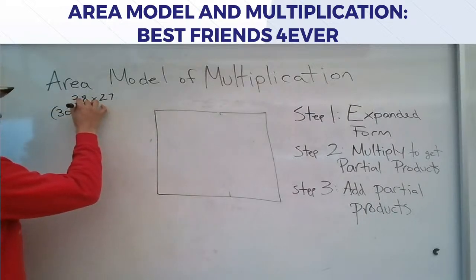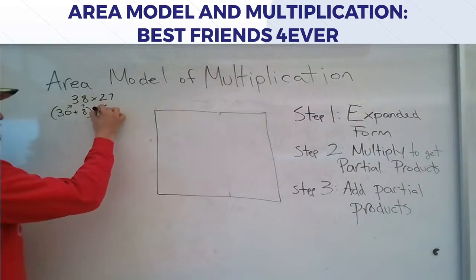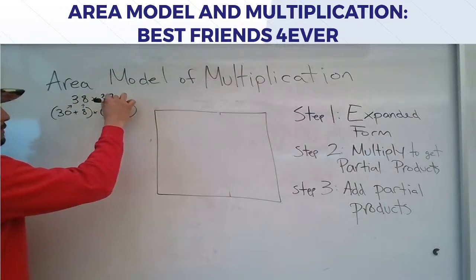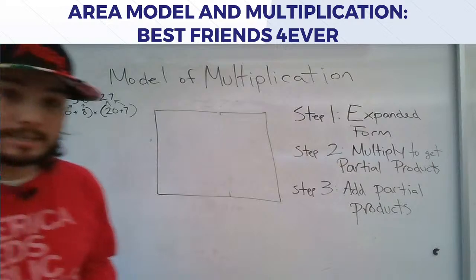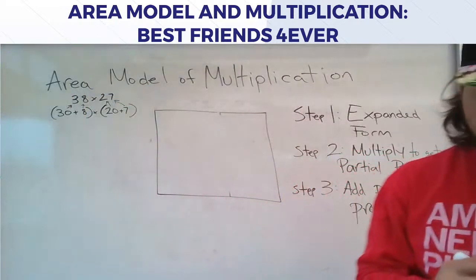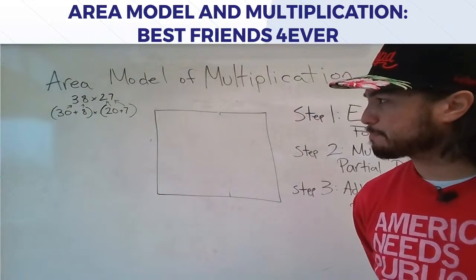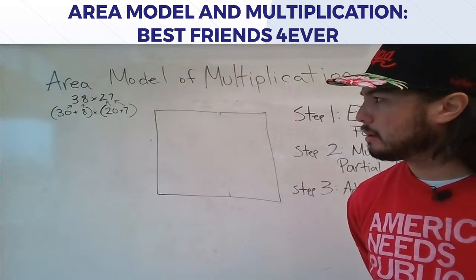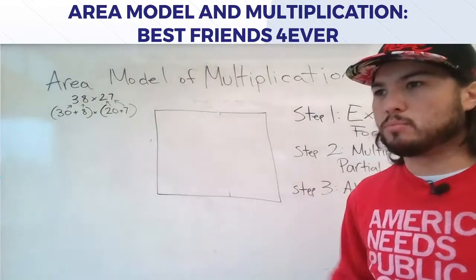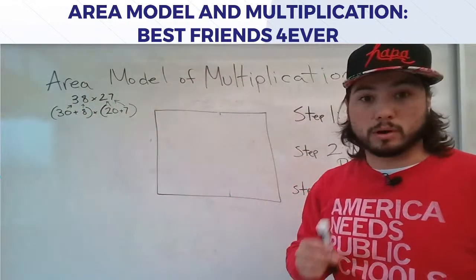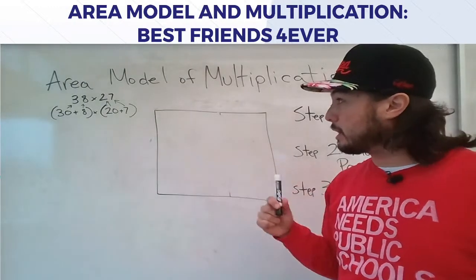We have our 8 ones, okay, times 20 plus 7 is the expanded form of 27. So taking each place of our two terms, of our two factors, and writing them out kind of more fully so we can see what the value of each place is a little bit more clearly. And we're going to use that in our rectangle.